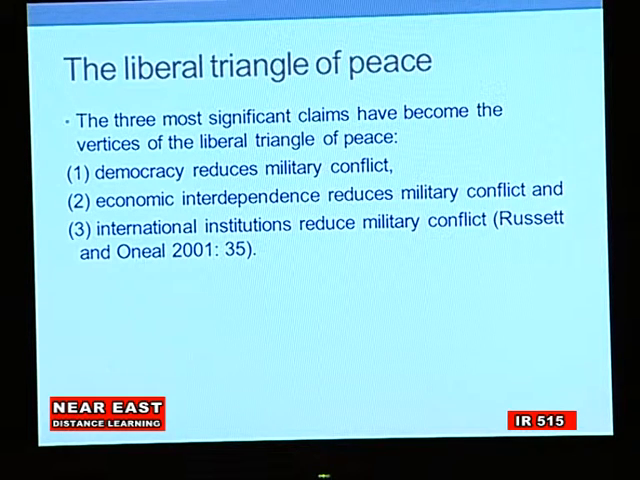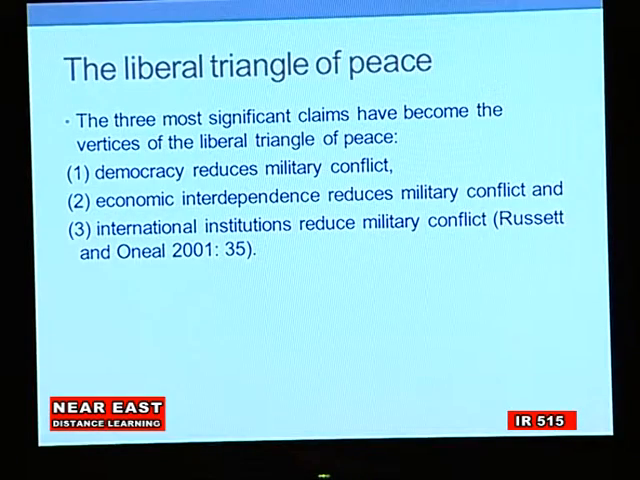The second angle of this peace triangle is that, according to the liberal perspective, economic interdependence reduces military conflict. And the third one puts forward that international institutions reduce military conflict. So while trying to understand how liberalism approaches security studies, I definitely suggest you focus on this liberal triangle of peace to understand the main angles of this argument, the main assumptions behind the liberal perspective in security studies.